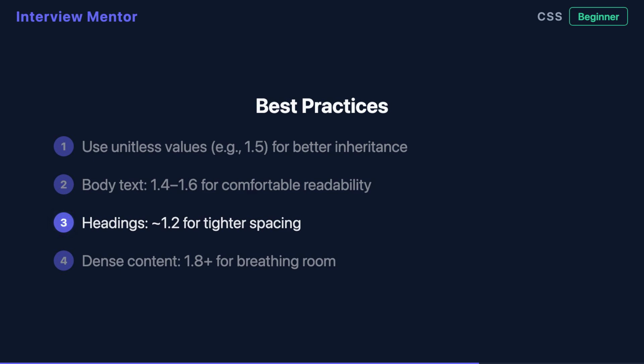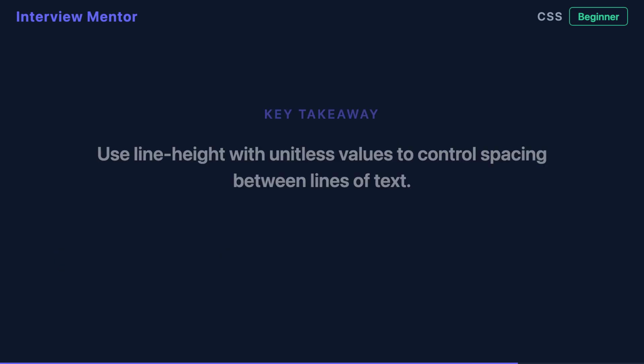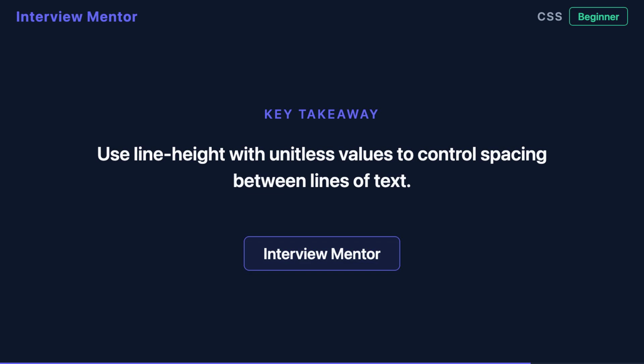Third, remember that headings often work better with tighter line height, around 1.2, while dense text might need 1.8 or higher. To recap, use the line height property with unitless values to control space between lines of text. Practice this in your next project, and you'll see the difference in readability immediately.